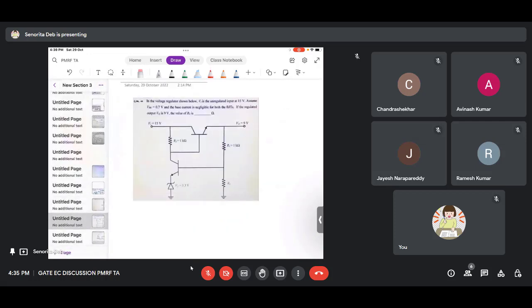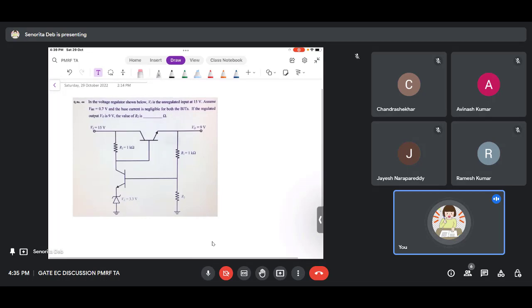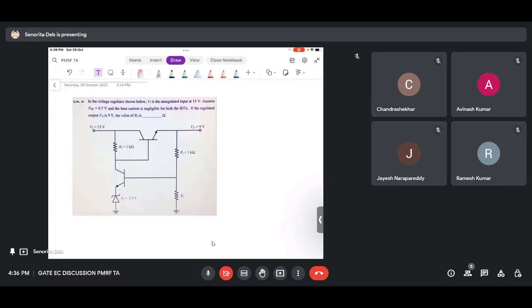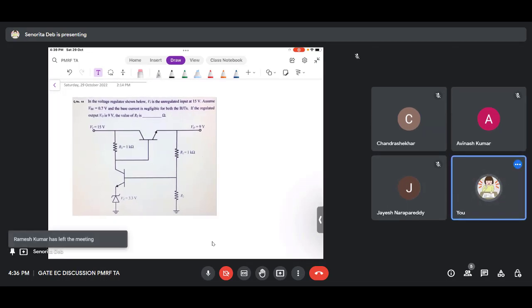Okay, so for the next question. So these kind of questions are no longer given. The voltage regulator questions I haven't seen much, but this kind of questions are pretty easy. Okay, what happens is whenever there is a Zener diode, remember you have to reverse bias it. That is why it is there. So just reverse bias it. Take plus minus 3.3.